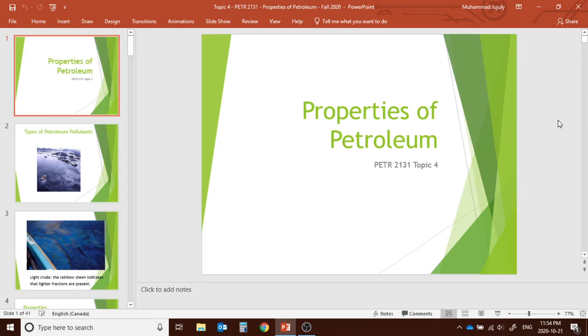Now in the previous topic we have learned about the loss of containment. There are lots of new things we have learned, especially what is risk and how we quantify the risk, and what a layer of protection is, etc.